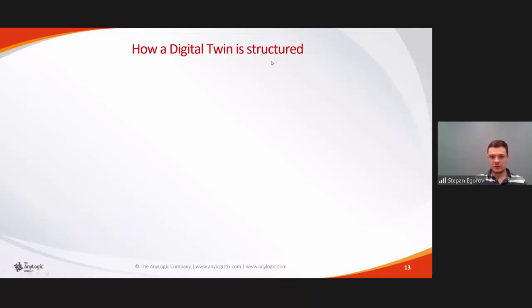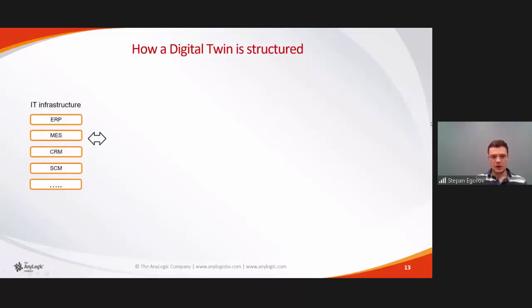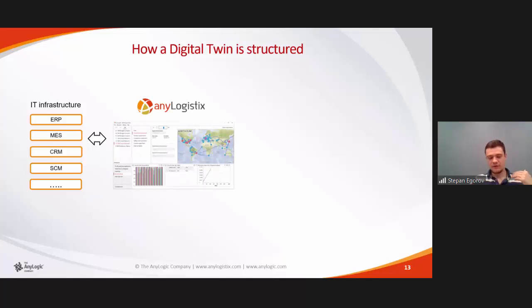Now, how is a digital twin usually structured? First, this is the IT infrastructure that I mentioned. The systems that store operational data of the supply chain, like ERP, like SAP, or supply chain management systems, or manufacturing management systems, warehouse management systems. So they all store the current state of the supply chain. Now, if you feed this data into a model built in anyLogistix, you can make a forecast based on the current data.